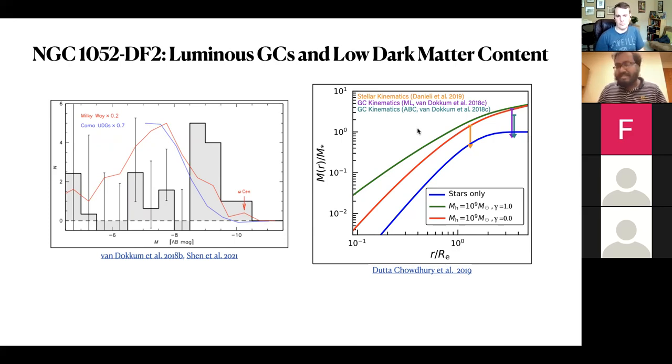The dynamical mass has been measured using the kinematics of the globular clusters and also using the kinematics of the stars. Given the dispersion, we can convert that to a mass using some relations. The mass constraints from the stellar kinematics and the globular cluster kinematics are shown here. And what is also shown are the different mass profiles.